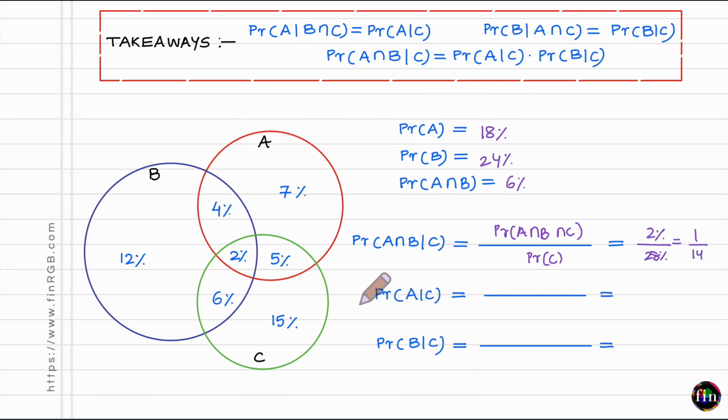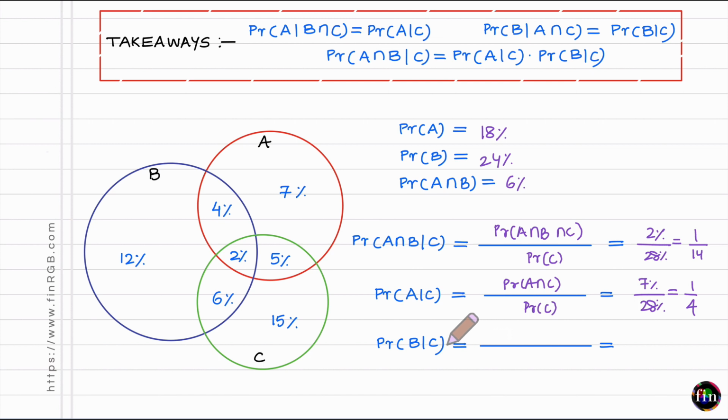So what is probability of A given C? It is basically probability of A and C divided by probability of C. What is probability of A and C? This overlapping region, 2 plus 5, so 7%, divided by probability of C, which is 28%. So this is 1 over 4.